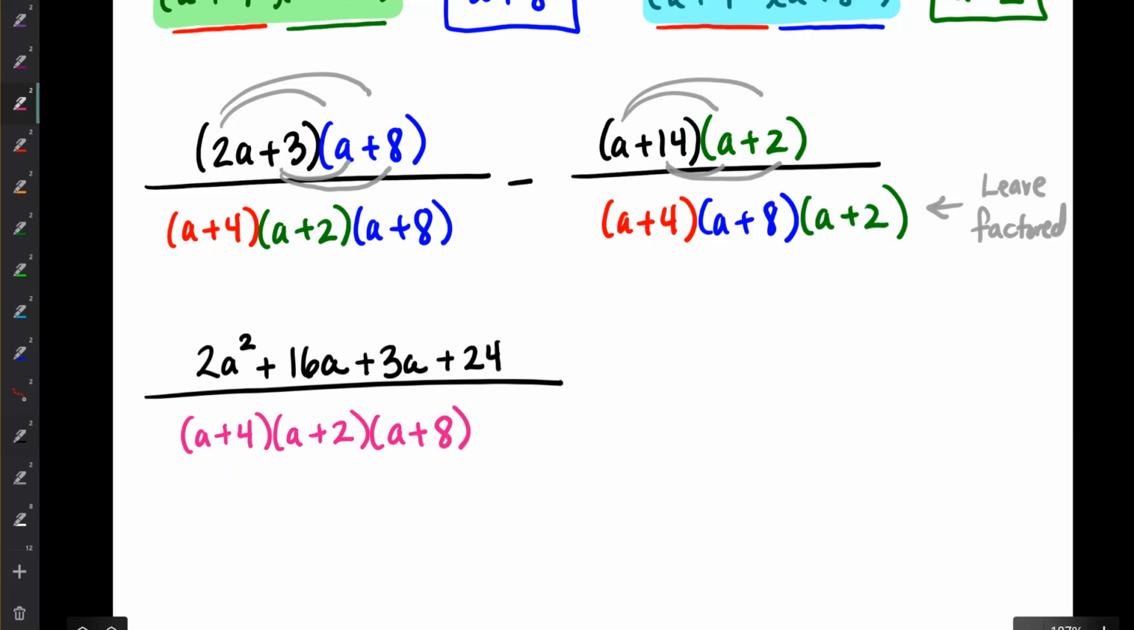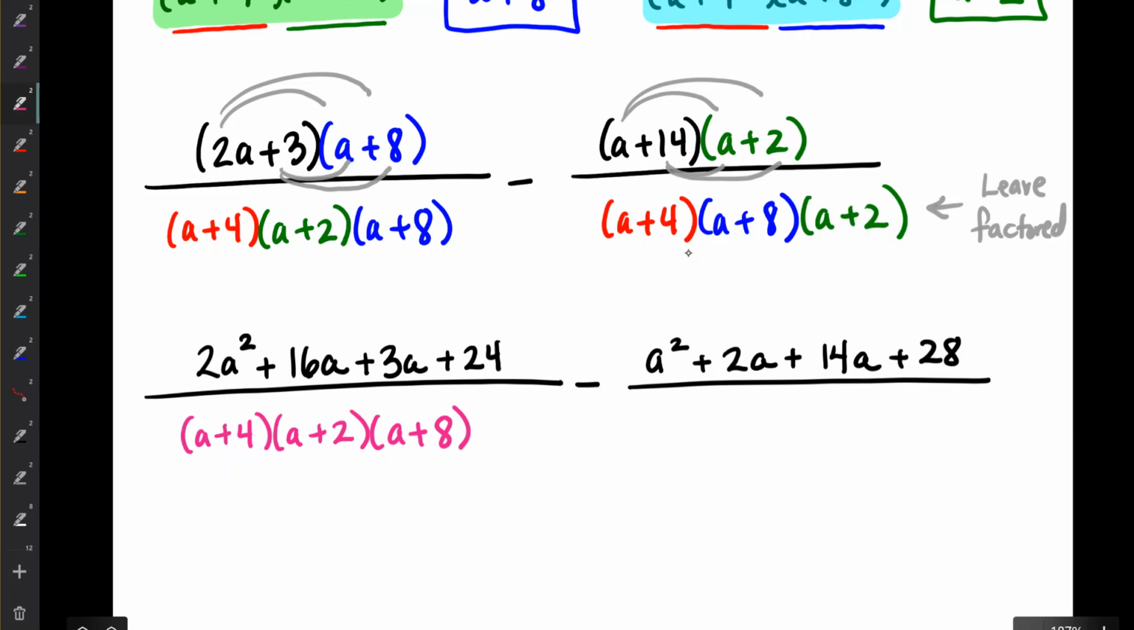Leaving that denominator factored. Minus, now I'm going to multiply out these numerators. A times a is a squared. A times 2 is 2a. 14 times a is 14a. And 14 times 2 is 28.